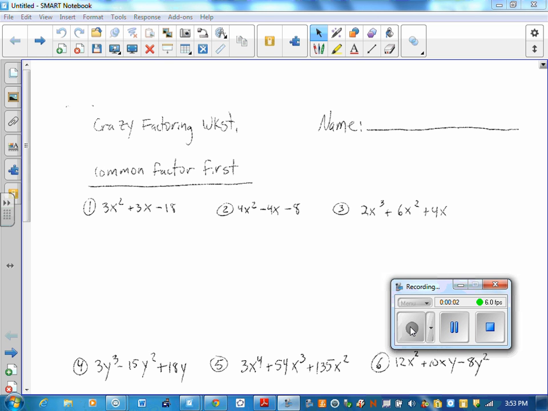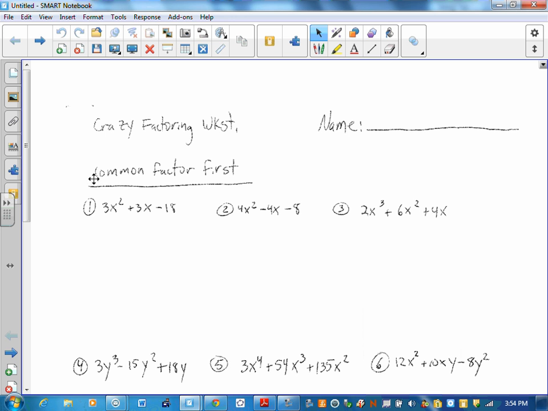Hey guys, I'm going to take you through a few examples on this crazy factoring worksheet to help you out with it. Page 1 is pretty much all the same, just lots of practice. It is taking out the common factor first and then it will factor a second time.